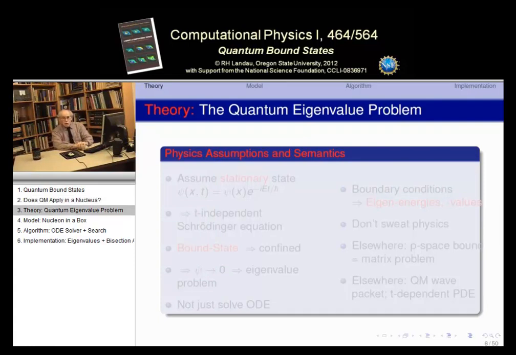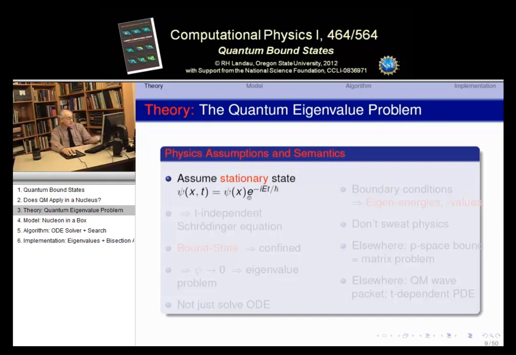Okay. So this is the quantum eigenvalue problem, which we'll get to. How do we know that it's an eigenvalue problem? Well, we make a bunch of physical assumptions. First, to keep things simple, we'll assume a stationary state.